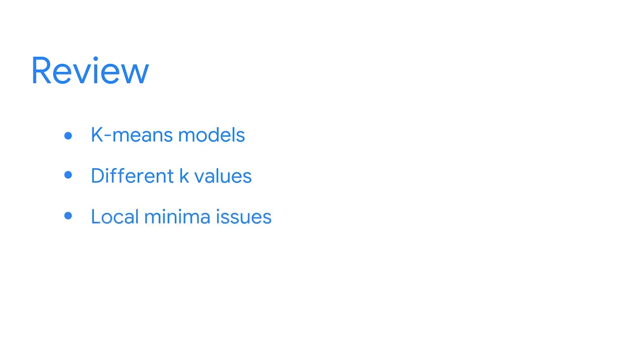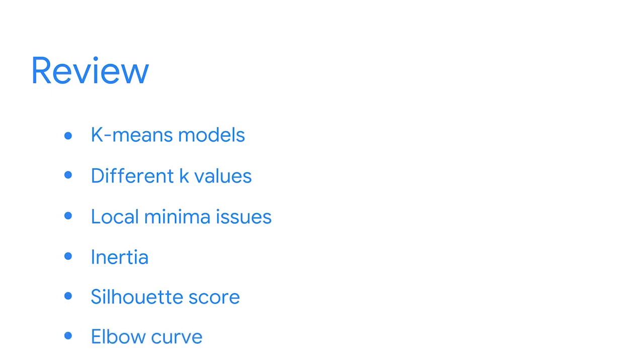We explored the importance of running a k-means model multiple times with different values for k. We also explained the issues with local minima and how to build models with different centroid initializations to make sure you're getting the most accurate results. You're now much more familiar with inertia and silhouette score, methods for choosing the best number of clusters and evaluating the effectiveness of your model. And you can identify the elbow of an inertia curve and use it to help determine an optimal k value.